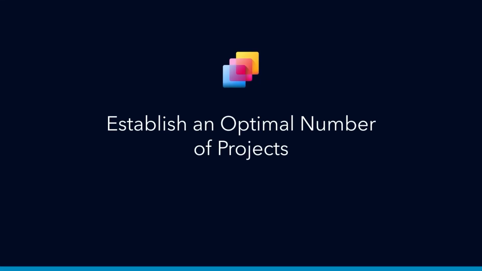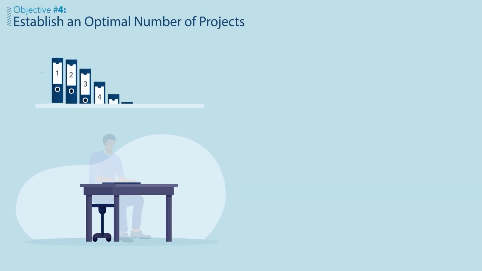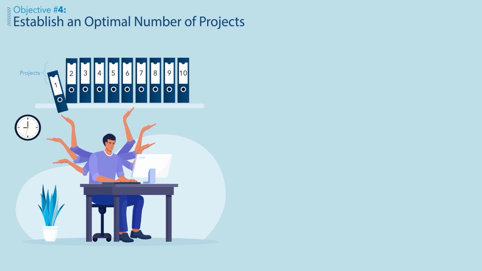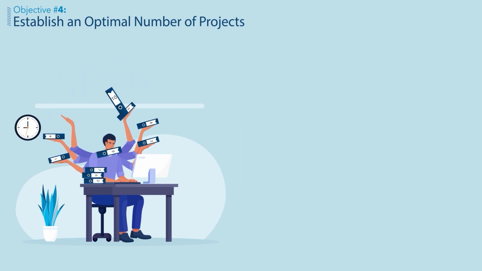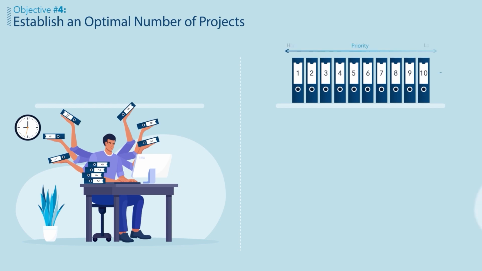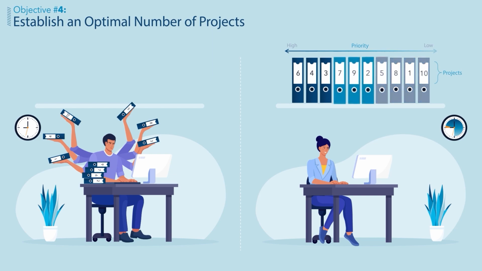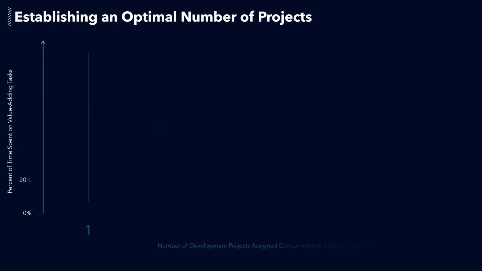Now let's discuss how to establish an optimal number of projects. Finally, the 4th objective is managing project activation so that an optimal number of projects are undertaken simultaneously. This helps to ensure prioritized projects are done first and reduces the overwhelming feeling one might have when too many projects are conducted simultaneously. This graph depicts the establishment of an optimal number of projects.